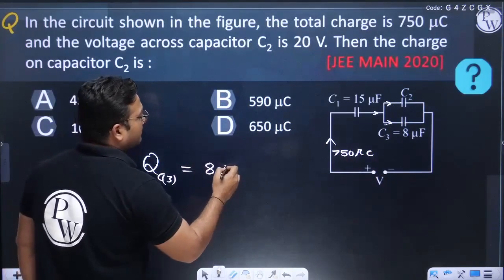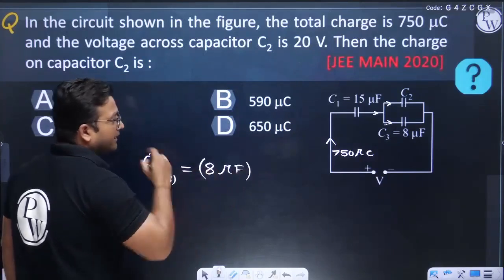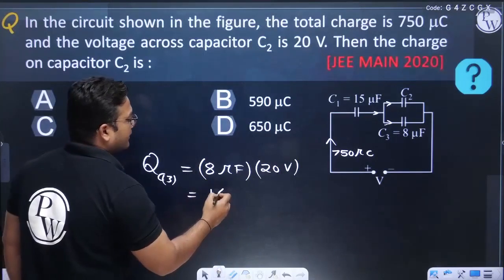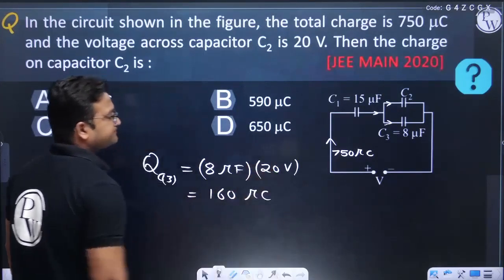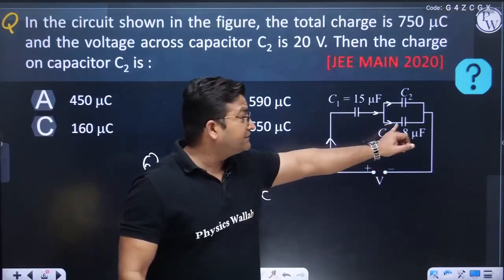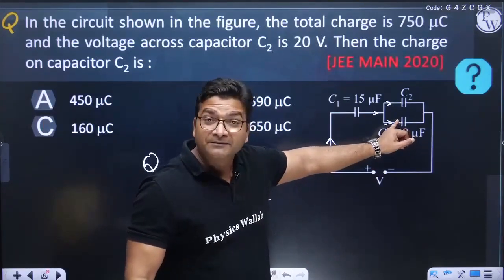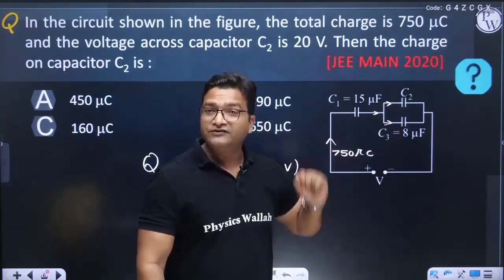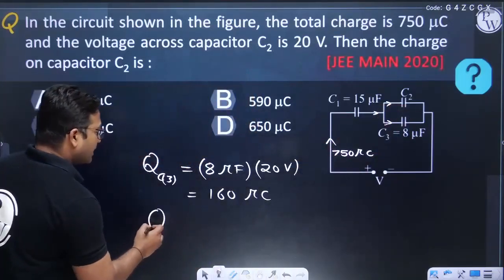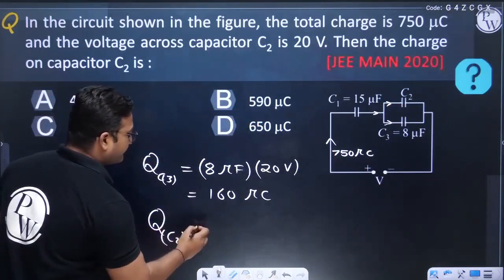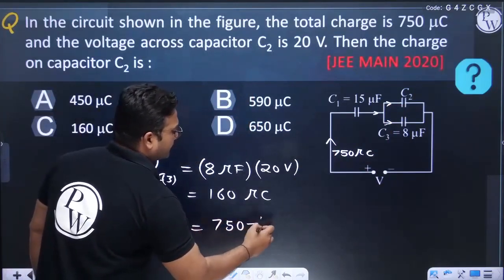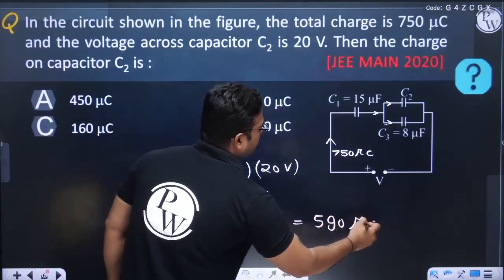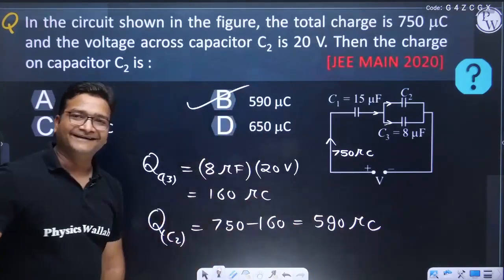C is 8 microfarad and the potential difference is 20 volt. This becomes 160 microcoulomb. And if the charge on this plate is 160 microcoulomb, the charge on this would be the total charge 750 minus 160. So the charge on C2 would be 750 minus 160, that is 590 microcoulomb. So the correct answer is B.